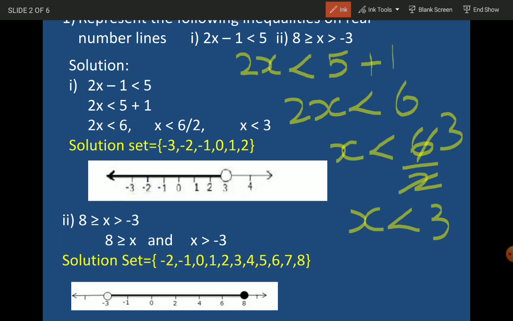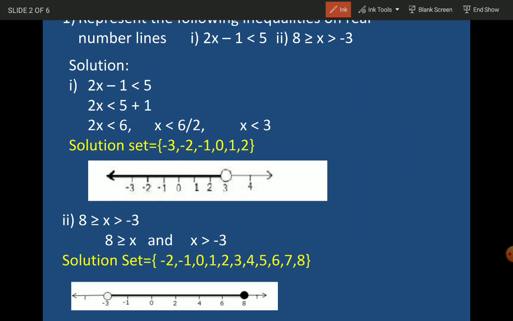So here we are putting a line, that means the x-axis, and the dark line is the solution set. We are marking the solution set as minus 3, minus 2, minus 1, 0, 1, 2, up to 2. Because we didn't include 3, there is no equal to. So up to 2 we have to stop. The dark line is the number line represented in this sum.